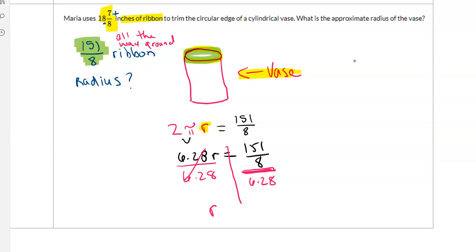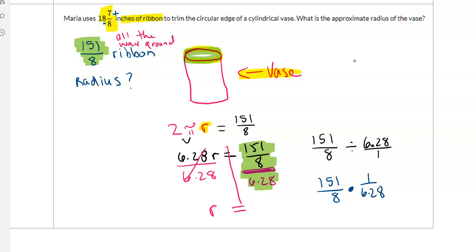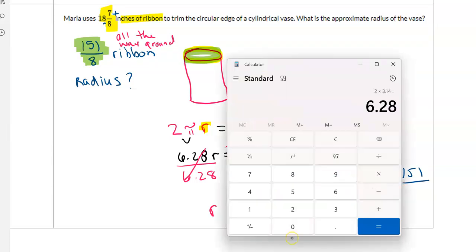So this cancels out and we have r, but this looks ugly here on the right. So we're going to rewrite this so that we can see it nicer. 151 divided by 8, then put the division symbol and do 6.28, and I'm already going to make that a fraction so that it's easier to deal with. So we know that division with fractions doesn't exist. We have to multiply by the reciprocal. And now we can multiply straight across. And 8 times 6.28, well, I don't know what that is, but we already have 6.28 here, times by 8, 50.24.